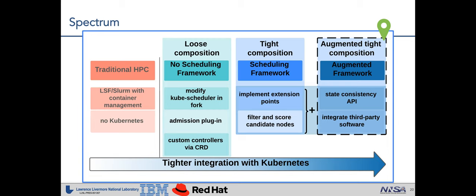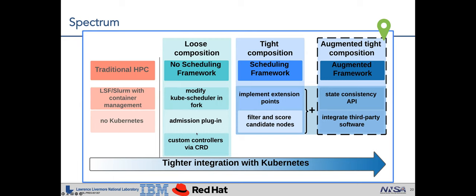Over the years, there were different ways you could extend Kubernetes. So all those things that you are reading here, the loose composition and tight composition, they all exist. Some, like the loose composition, are an older way to extend the Kubernetes scheduler, for instance in a fork of the kube-scheduler code. So this is actually not the preferred way anymore to extend the scheduler, or to extend Kubernetes in order to do more things. The admission plugin, the custom controllers and custom resource definitions, those are all the ways that Kubernetes allows users to implement richer semantics of what the user can do on top of Kubernetes.